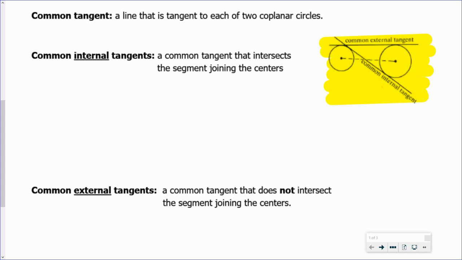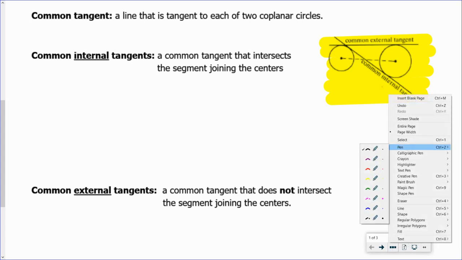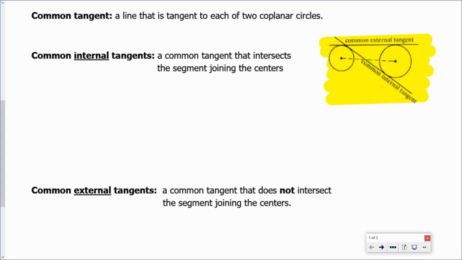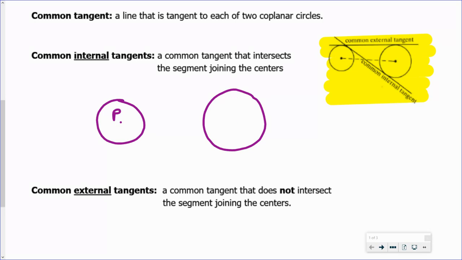And really the way to tell the difference is to focus on how the tangent line interacts with the line segment that connects the centers of the two circles. So let me explain that. I'm going to draw that out for you right now. Let me grab the pen. I'm going to draw a circle, we'll call it circle P again. And then over on the right hand side, I'm going to draw a circle R. And there's a line segment that connects those two centers, and I sketched that in for you.